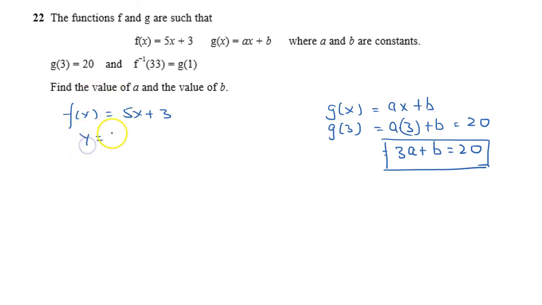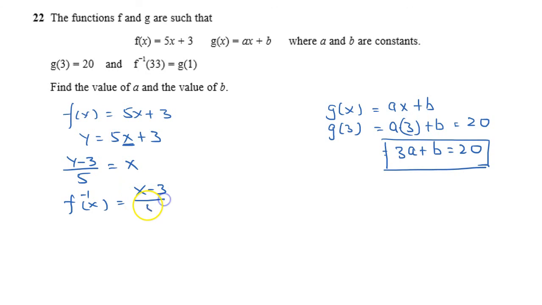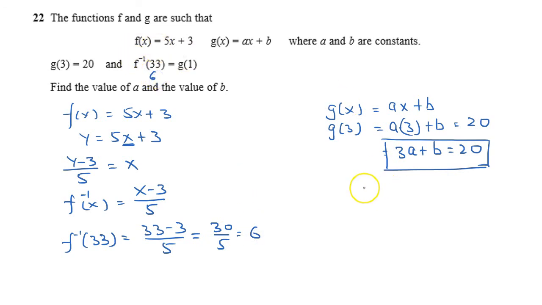Now let's say y is equal to fx plus 3. So let's make x the subject. So y minus 3 over 5 is equal to x. So f inverse x will be x minus 3 over 5. So f inverse 33 is what? F inverse 33 will be 33 minus 3 over 5. That will be 30 over 5 is equal to 6. So this value is 6.